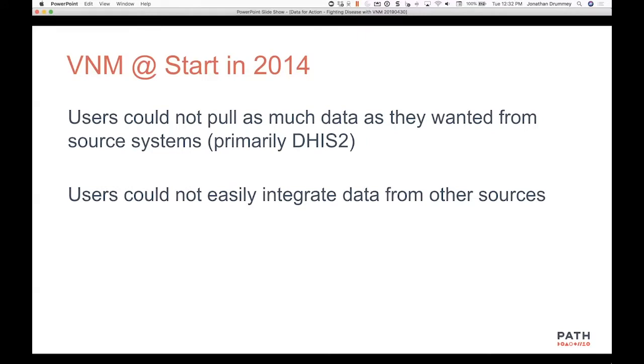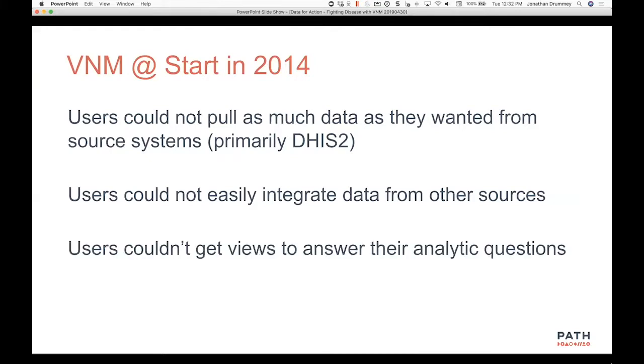And they also had challenges integrating data from other sources. For example, the population data comes from the Central Statistics Office and has a different structure and format. So yes, they could manually do that in Excel. How could they do that more easily? And then in terms of getting the views they needed to answer their particular analytical questions and move their way through the data in the ways they needed to, that wasn't available at the time.